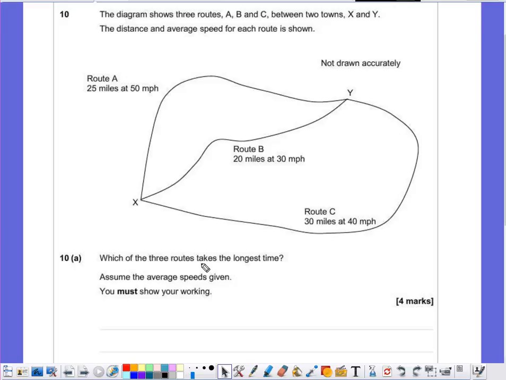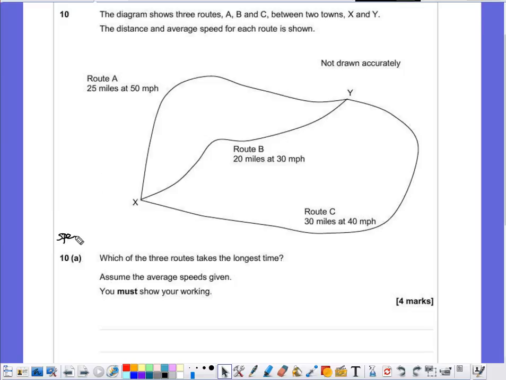Which of the three routes takes the longest time? Assume the average speeds given. You must show your working out. So for part A, we're working out which one is the shortest and longest time. For this, we're going to use the speed equals distance over time formula.